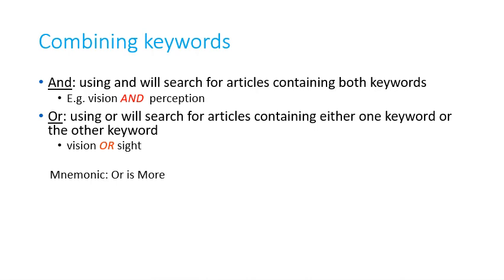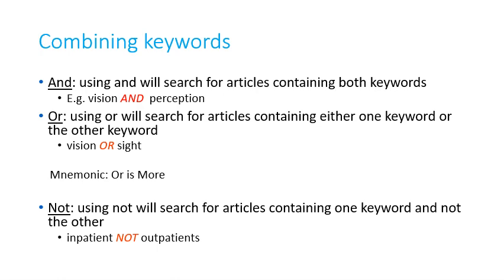You use OR when either of the keywords can be searched for in any journal. And another way of searching is NOT. If you write inpatients NOT outpatients, it will select only those articles that have inpatients mentioned, and it will not be selecting any of those that are outpatients.